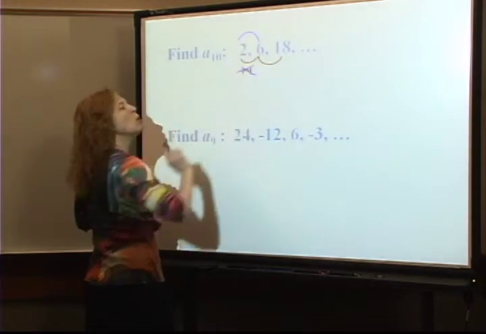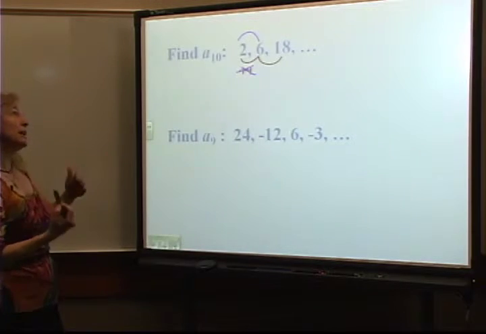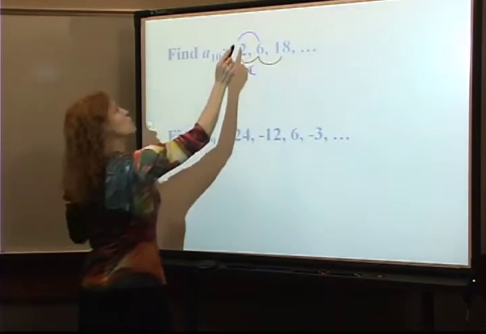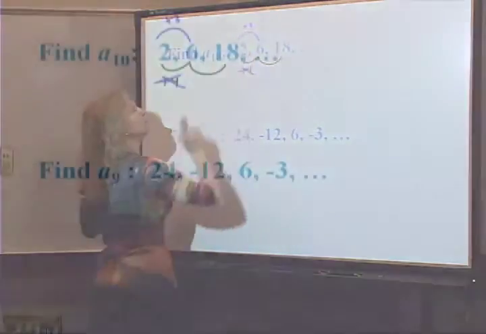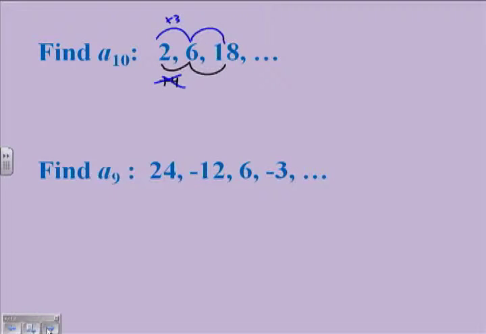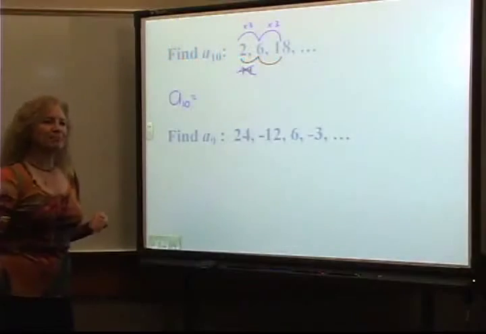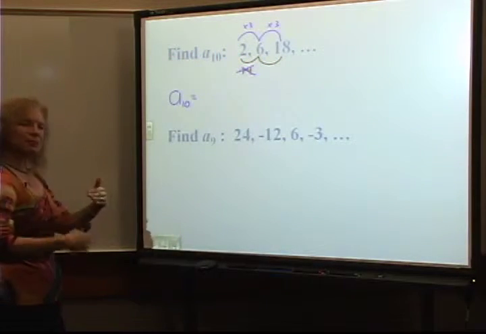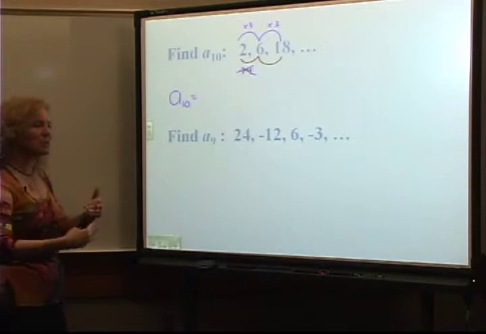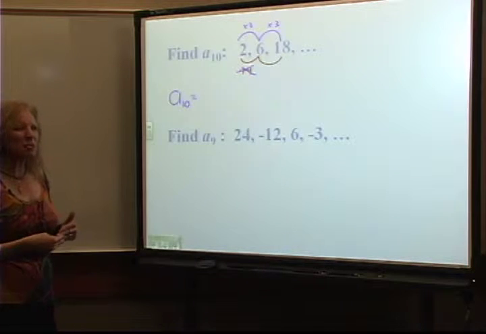Well, what would I multiply times the 2 to get to 6? I'd multiply times 3. Well, 6 times 3? Yeah. Okay. So that means that this guy is geometric. Now, I'm asked to find a sub 10. And I could just go ahead and go term by term, times 3, times 3, times 3. But I'm thinking there's got to be a better way.